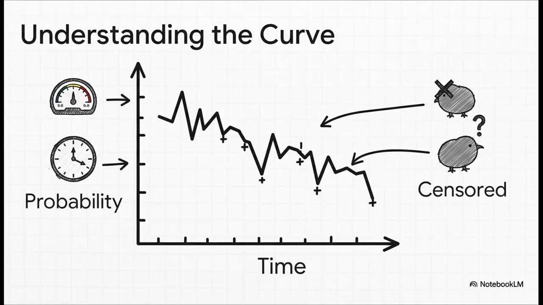Let's just quickly break down what we're looking at here. The vertical y-axis, that's your survival probability, from 100% at the top down to 0. The horizontal x-axis is just time passing. Every time you see a line take a step down, that means an event happened. In this case, sadly, a chick died. And what about those little tick marks? Yep, those are our censored data points, the chicks that were still alive when the study wrapped up.